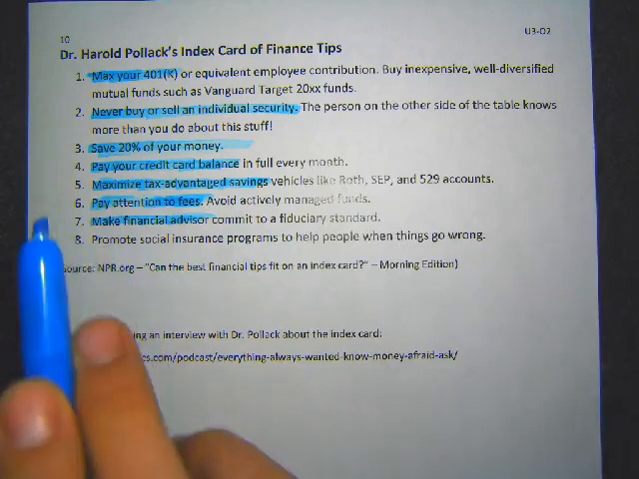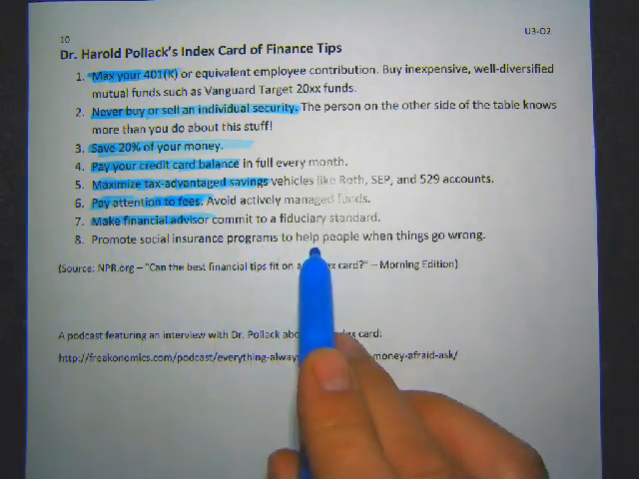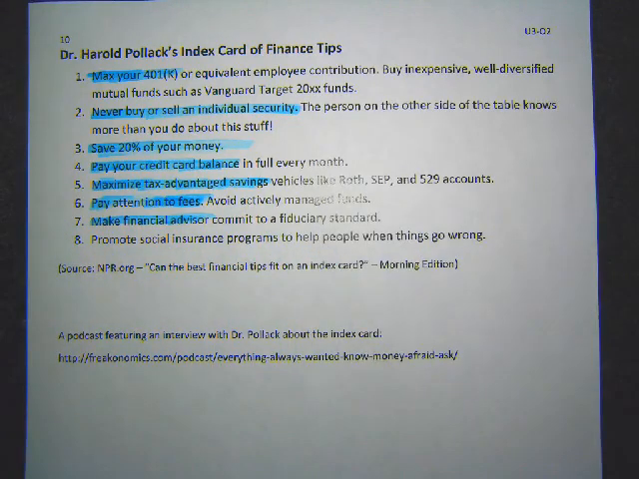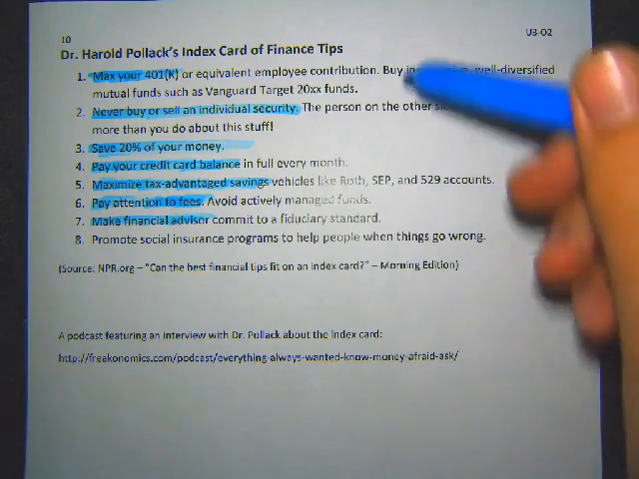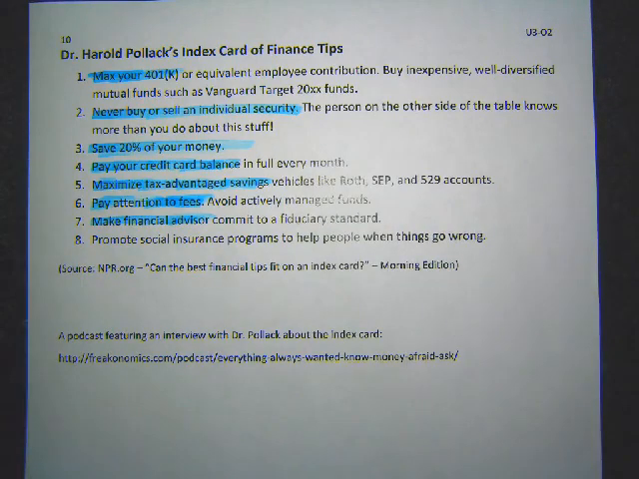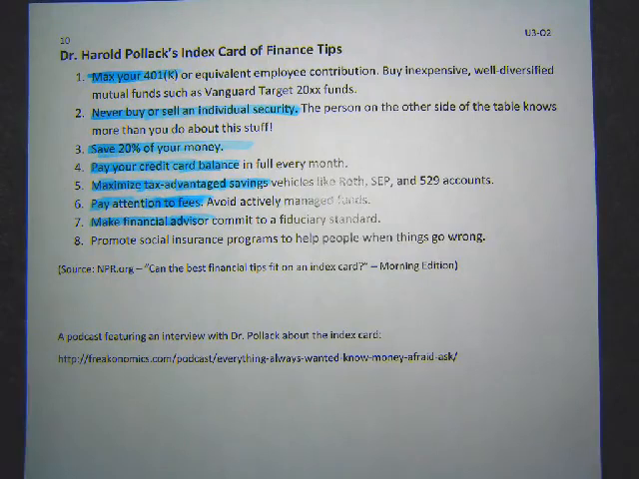Last one here, he put on there, promote social insurance programs to help people when things go wrong. I think the idea is that if there are no safety nets, then people can get in trouble even when they try to do all this stuff. Sometimes you have medical emergencies. Sometimes your house burns down. You have a pandemic. Things happen that, no matter how prepared you were, can wipe out your savings and your situation. Having social insurance programs, things like food banks, actually gives us a safety net where we can help people out.